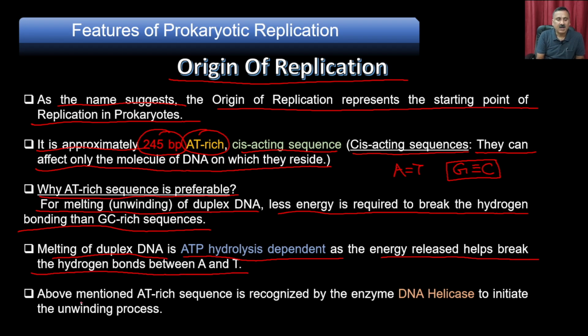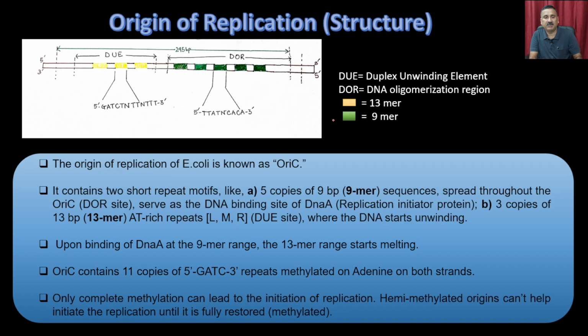The above mentioned AT-rich sequence is recognized by the enzyme called DNA helicase to initiate the unwinding process. So, this is the typical origin of replication, where you have a 245 base pair long stretch, and it has the AT-rich region, and it has the DUE and DnaA boxes.